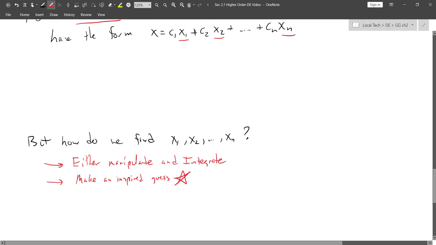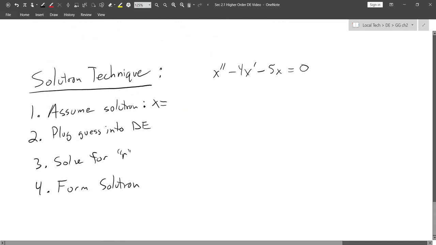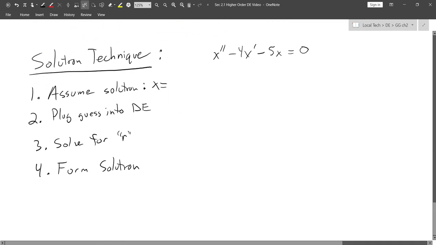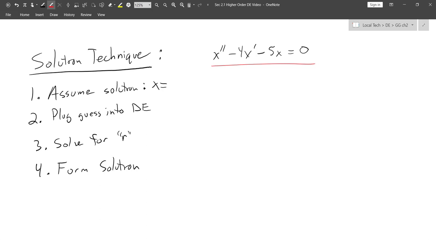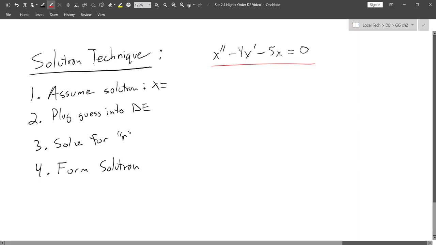So here's our solution technique. We'll use our solution technique on this differential equation, x double prime minus 4x prime minus 5x equals 0. So our first step is to assume a form with a solution. We'll take a guess. Now, it's not any random guess here, it's a somewhat educated guess. The idea here is we have some function, and we're going to take its derivative and its second derivative, and we're going to somehow combine them to get 0.